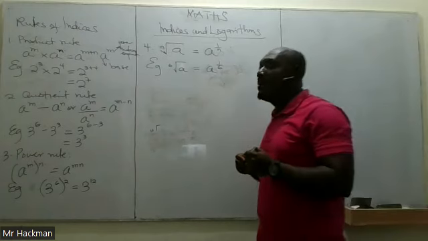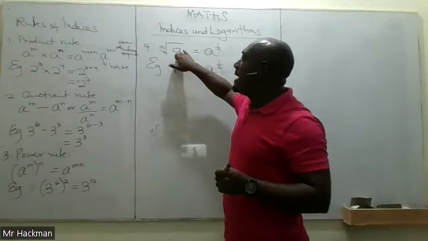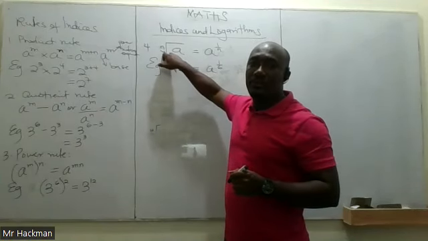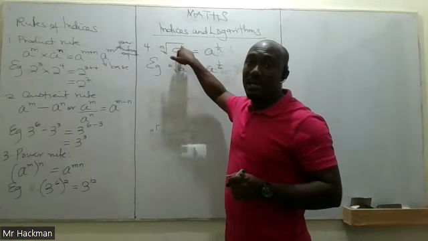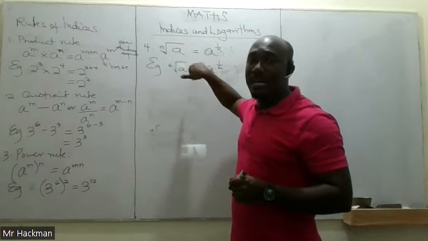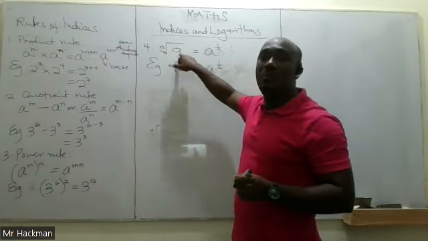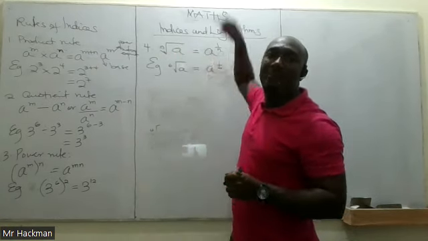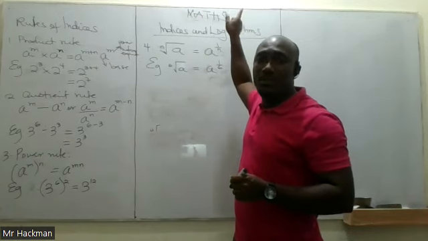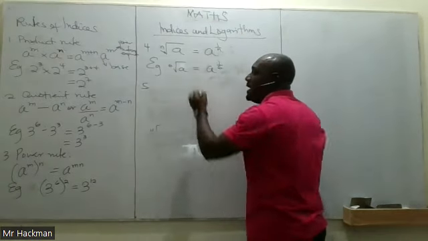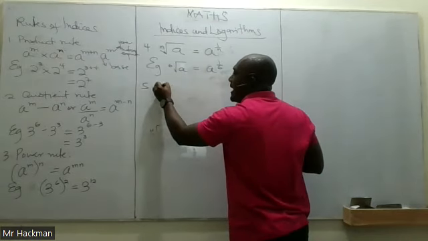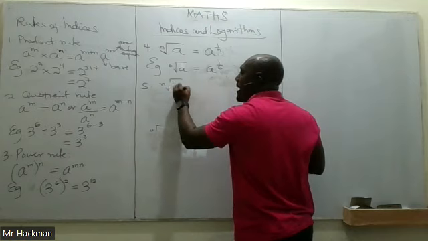So you can see that with this one, the number you were taking the nth root of had no power. In fact, it has a power, only that the power is 1, so no index. Now I'm going to look at a situation where this a will have an index and you still have to take the nth root of it. This is rule 5: the nth root of a to the power m.